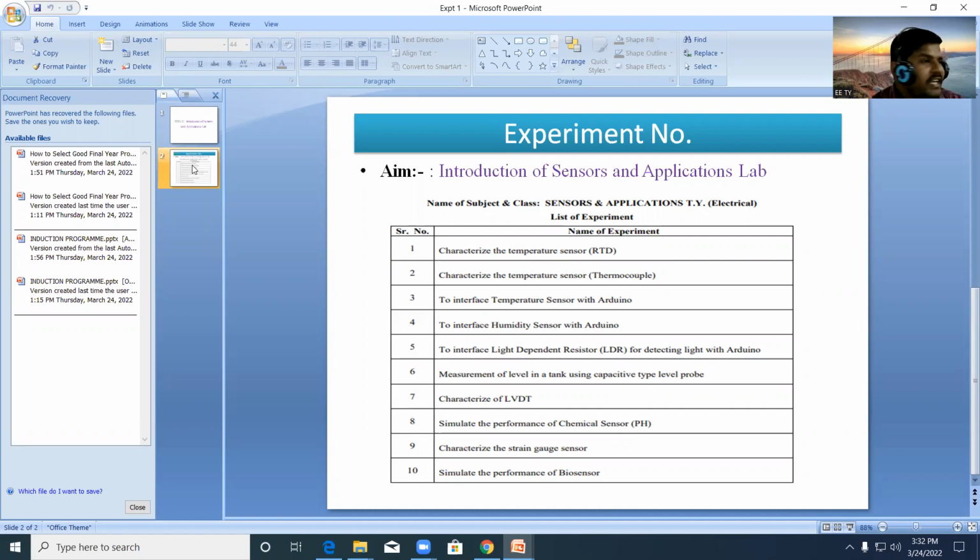Next one is to interface a humidity sensor. For detecting moisture content, we use a humidity sensor. It is like a capacitive plate. It has two terminals, like a trident. So one rod acts as one electrode of a capacitor, and the other acts as the negative electrode.